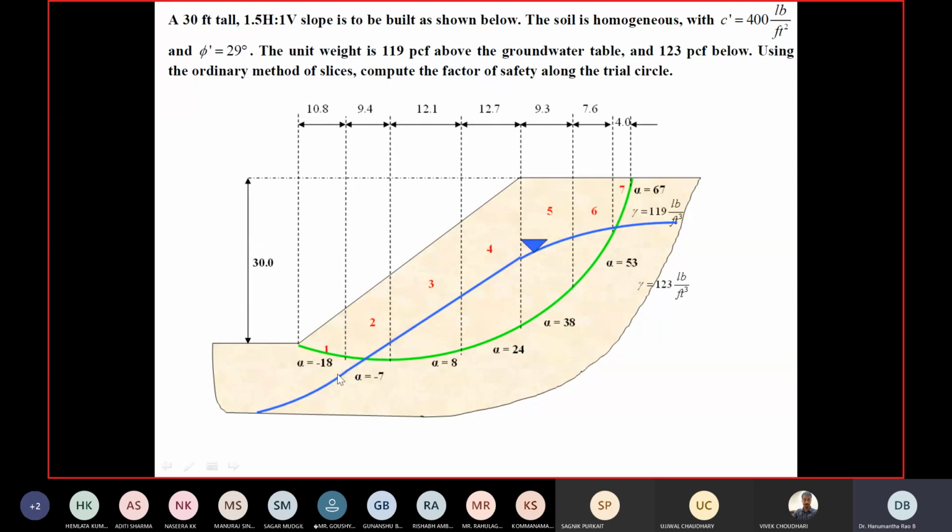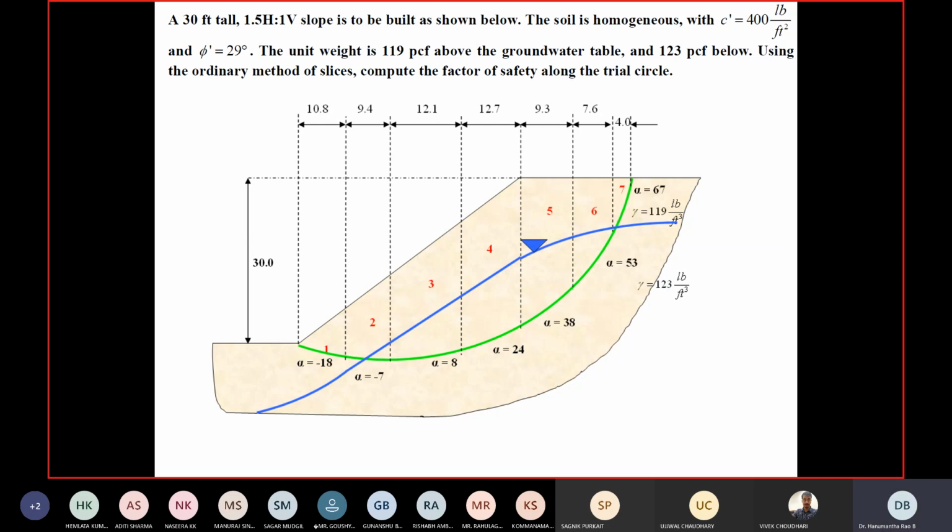You can also notice that the value of alpha does not remain constant from slice number 1 to 7. It always differs. We also discussed in the previous classes that we can divide the entire slope into equal or unequal numbers of slices depending upon our ease of computation. So here in this case, they have made unequal widths of the slice. The width of each slice is distinct and different. They have done this giving consideration to the alpha value.